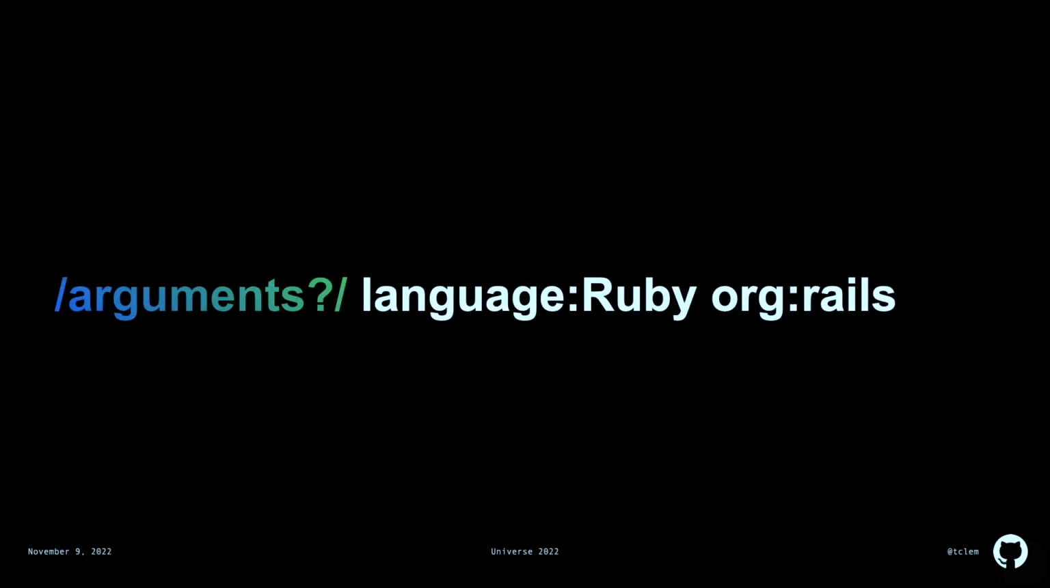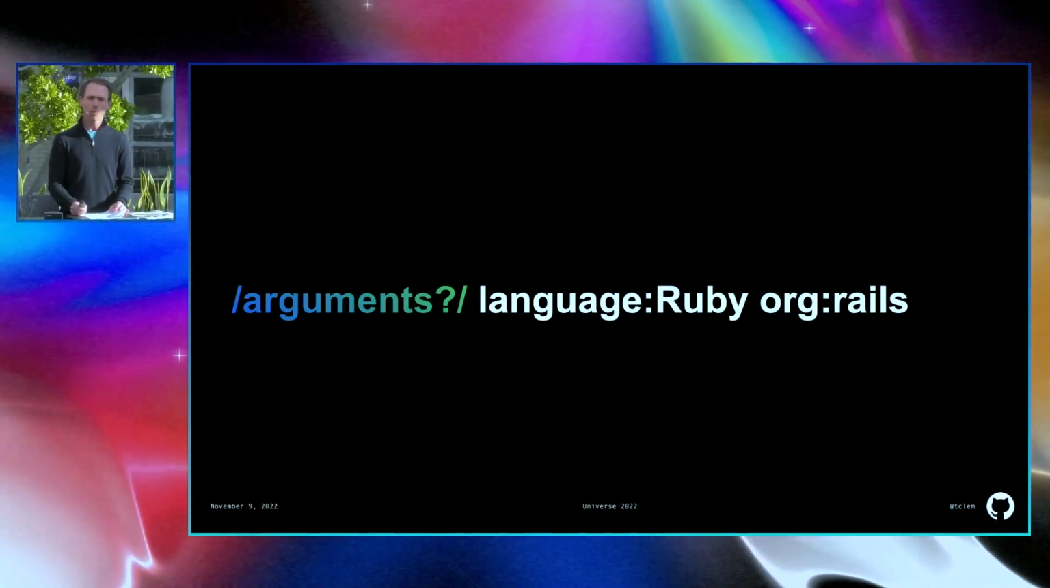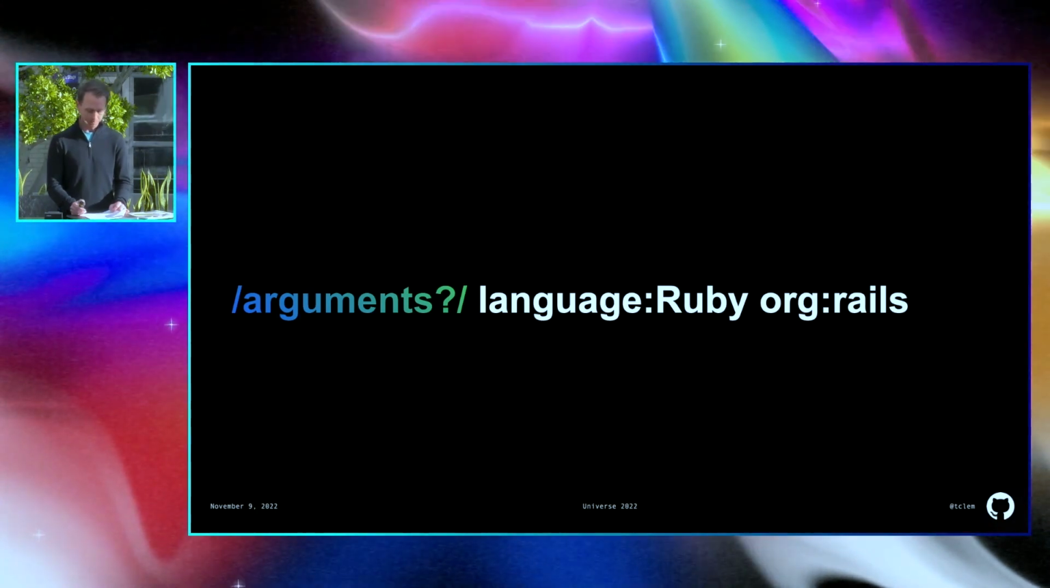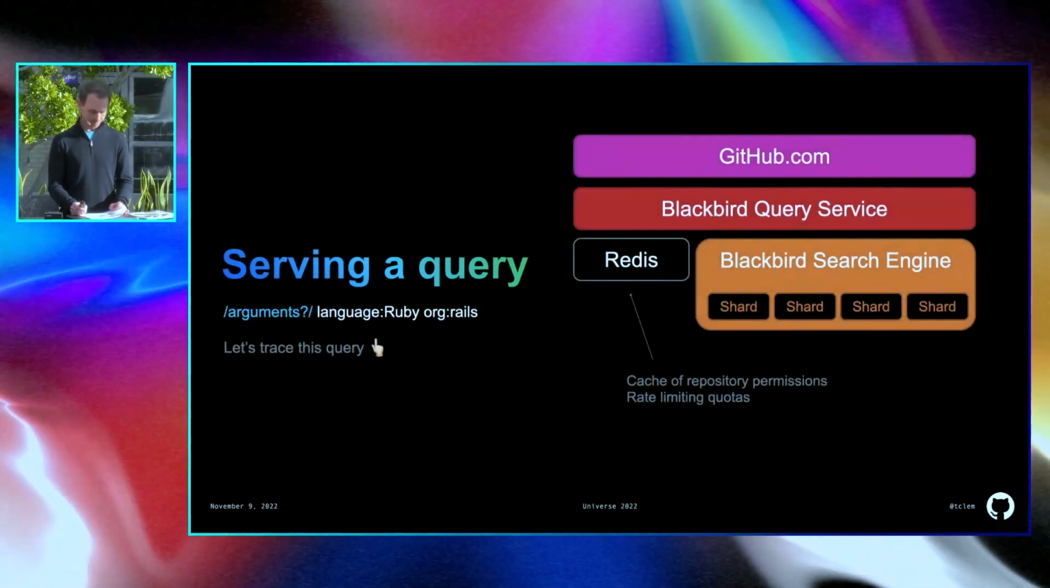Now that we have an index, let's go revisit our original query. I'm going to modify it just slightly so that we can see how qualifiers work. I didn't do this to begin with because it makes the query much faster, and that's cheating. So now I'm looking for this same regular expression, but only in the Rails organization and only for code written in the Ruby programming language. So let's trace this query.